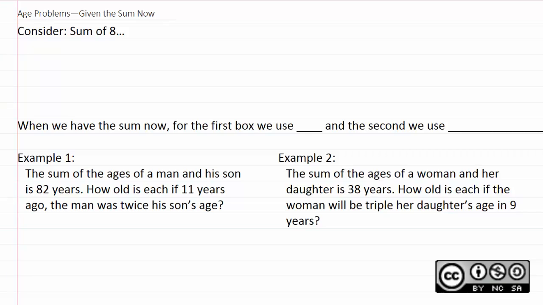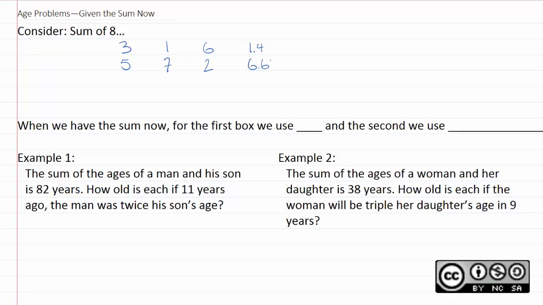Let's take a look now at how we handle age problems when all we really have to go on is the sum of their ages in the present. Let's say that we knew two numbers added up to 8. Well, if one of them is 3, you can easily figure out the other one is 5. If one of them was 1, the other one would have to be 7. If the other one was 6, the other one would have to be 2. Heck, even if it was a decimal, if one of them was 1.4, the other would have to be 6.6.